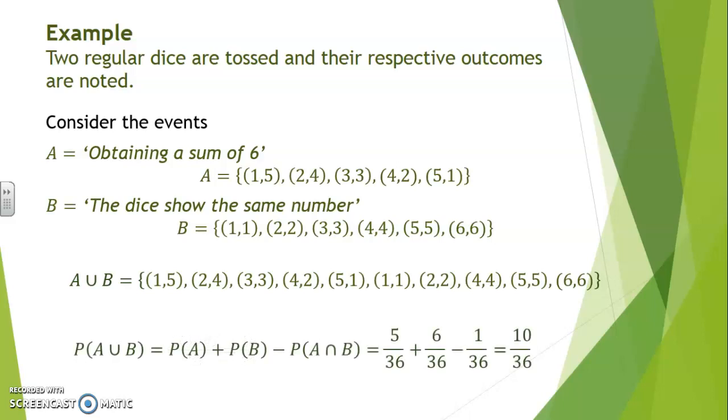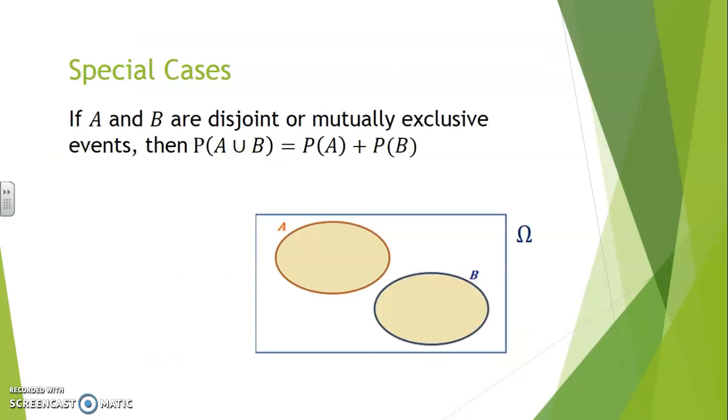Notice how the same outcome is obtained by using the second rule that we wrote. So P of A is 5 over 36, P of B is 6 over 36, and in A and in B we double counted the sample point 3, 3, so we're subtracting 1 out of 36. And in the end, 10 over 36 is our probability of A's union with B.